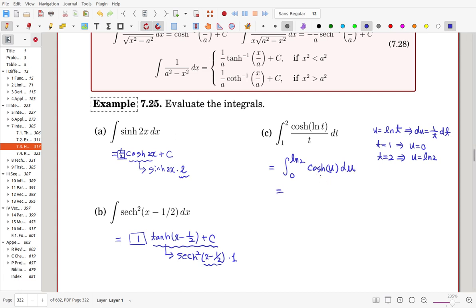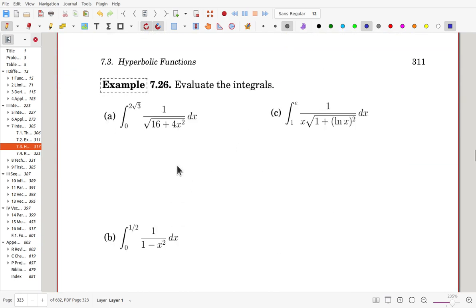Now the integral of cosine hyperbolic u with respect to u is sine hyperbolic u, with u from 0 to logarithm 2. So that is sine hyperbolic u, which is logarithm 2 at the upper limit, and the lower limit u equals 0 will make a 0, so this will be the final answer.